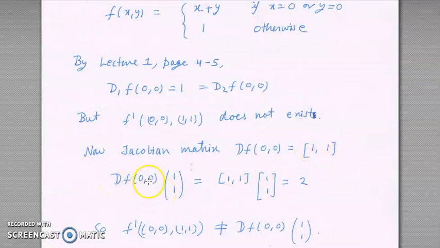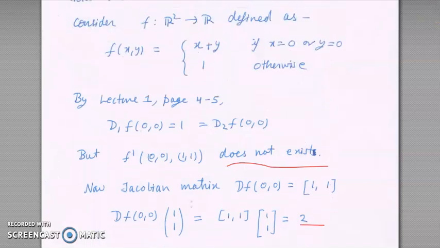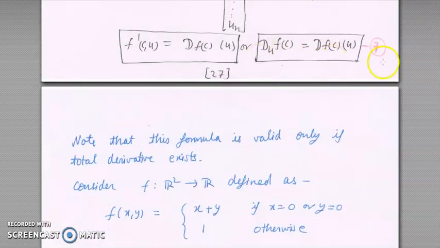Now if you multiply the Jacobian matrix and this u, so u is 1 1, you will get 2. So it means f dash 0 0 1 1 should be 2, but we have calculated that it does not exist, so it means that both are not equal. So 2 is not equal to f dash 0 0 1 1. So this formula is not valid. This shows that this formula is not a valid formula. So if total derivative exists, then the formula number 7 which we have just seen is valid. Otherwise that formula is not valid.